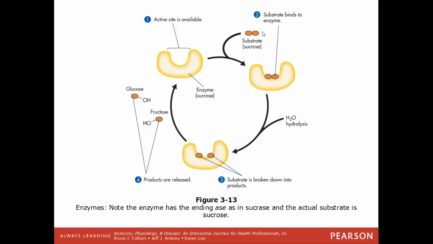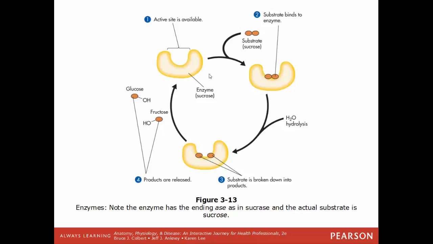Step number 2, the substrate would bind to the enzyme. For this example, sucrose, the sucrose binding to the enzyme sucrase. You have hydrolysis being involved here, at least in this example. This will cause that substrate to be changed and broken up, and the products you get are the 2 individual smaller components.